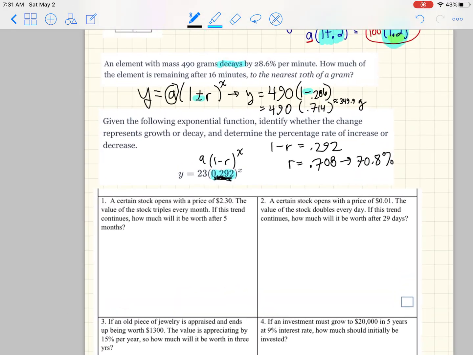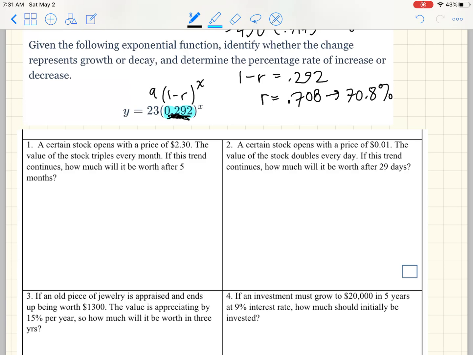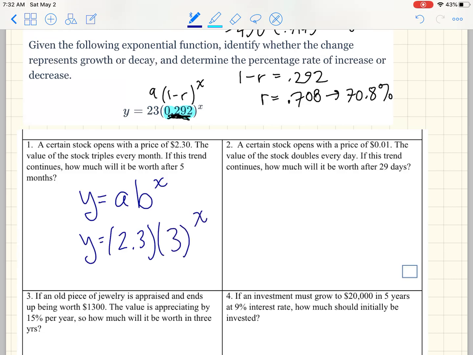All right, and then finally, these four would have been on a pair check. We would have done together in class. If something triples, I see the word triples. So I'm going to go back to the easier formula, A B to the X. It opens with a price of 230. So where does the 230 go? It goes in for A. You don't really need the 0, remember. Tripling means the B is 3, and you're done.